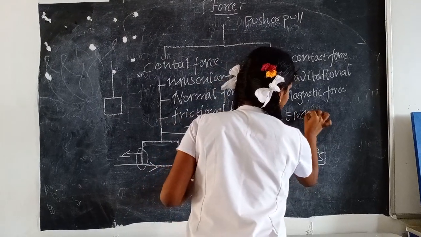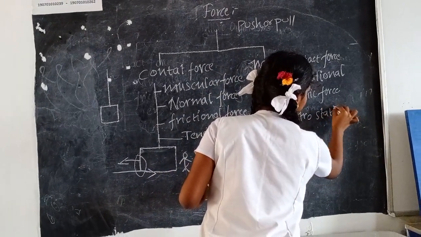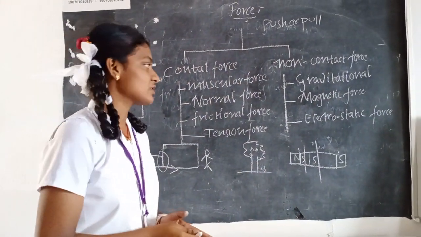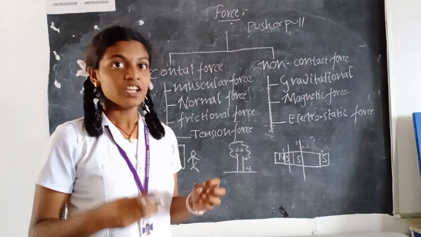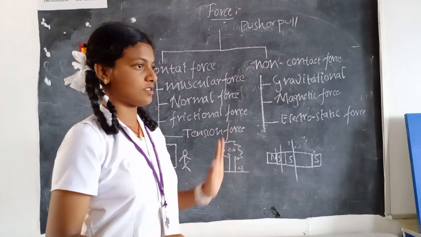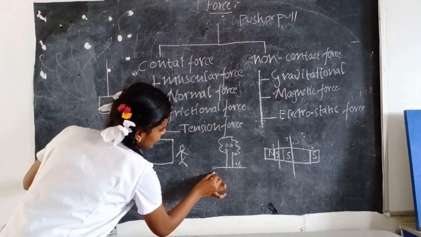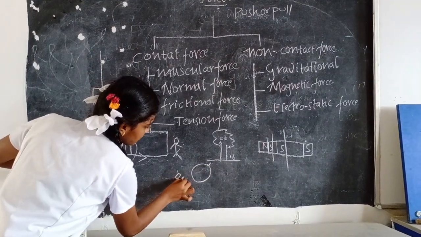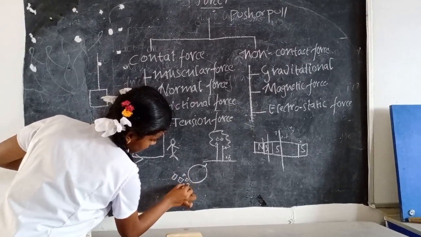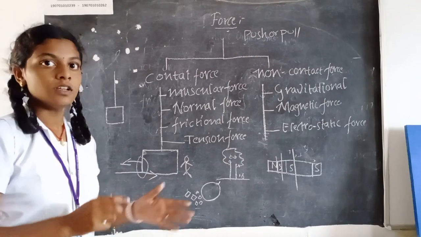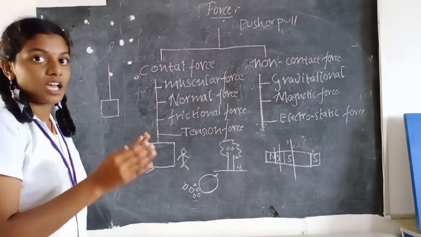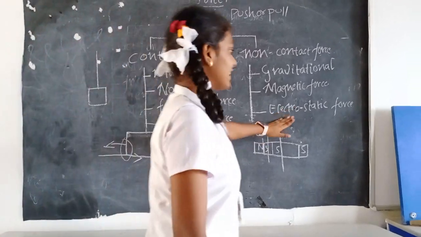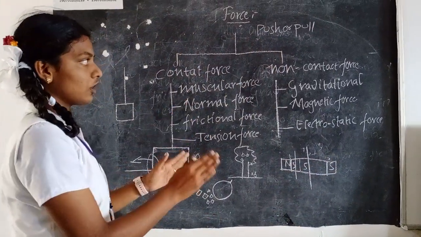Last one. Electrostatic force. The force which is applied by a charged body on another charged body is known as electrostatic force. Let us see an example. Take a blown balloon and take some pieces of paper. Rub the balloon with paper for some time so that it contains some charge. Then take the balloon near the pieces. They will attract. So this force is called electrostatic force. And so we completed non-contact force.